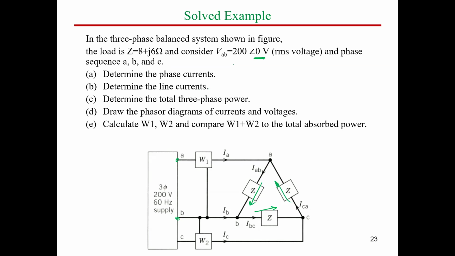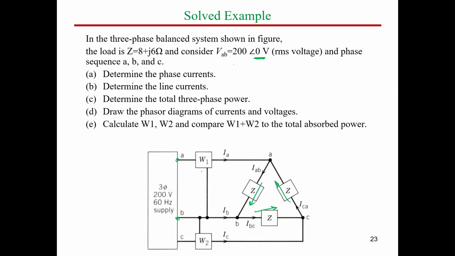So we will get the line currents as a function of the phase currents, as we already knew how to calculate that. Then determine the total 3-phase power. We will calculate the 3-phase power. Draw the phasor diagram of currents and voltages, for all currents and voltages we calculated in the power system. Then the last thing is calculate W1 and W2. W1 and W2, what are these two devices?